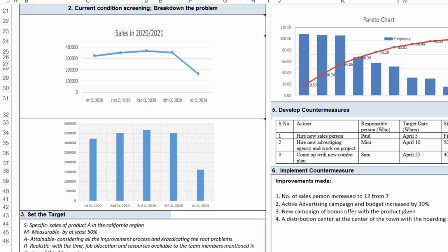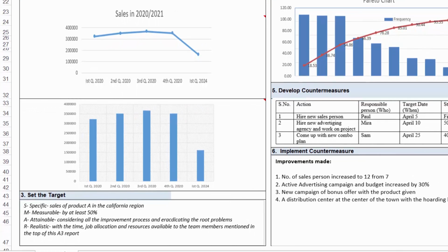So here I have sales data for the 4 quarters of 2020 and the first quarter of 2021, which shows clearly that the sales have declined. Now I can also denote it the other way. I can denote the percentage sales in the California region in the 5 quarters. The graph shows my sales have definitely decreased by more than 50% in the California region, mostly in the first quarter of 2021. So we have clarified the problem more by bringing up some pictures here.